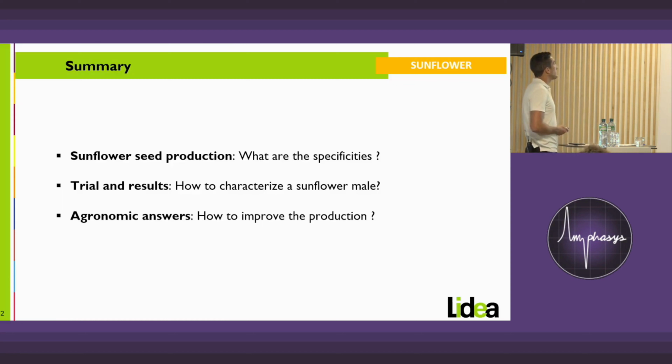So first, a few words about sunflower and the specificities of this plant for production. Then the experimentation we managed during 2 years with the P20, and some results, so how we characterized a sunflower male. And finally, the agronomic answers we can use in production to improve it, depending on the results we have with the P20.